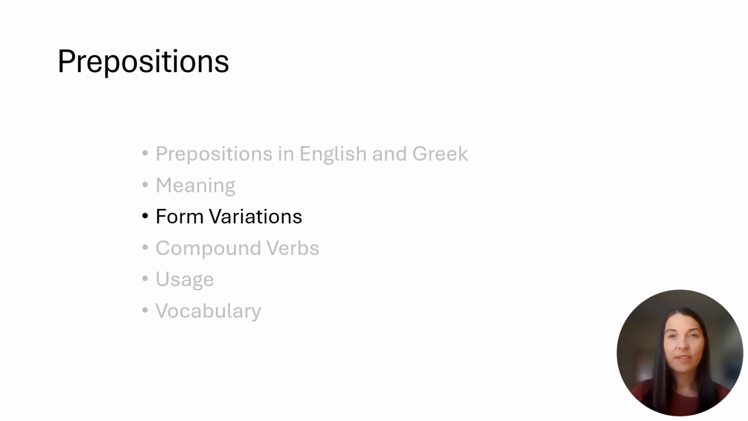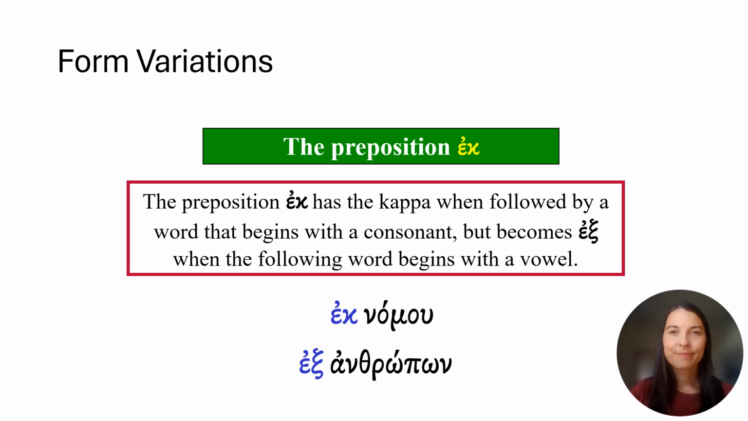Now let's take a look at some of the forms you'll see these prepositions show up in. So prepositions in Greek can have some different variations depending on the words that come after it. Greek is a very auditory language, and so the sound of words was very important. For instance, here we have the preposition ek.